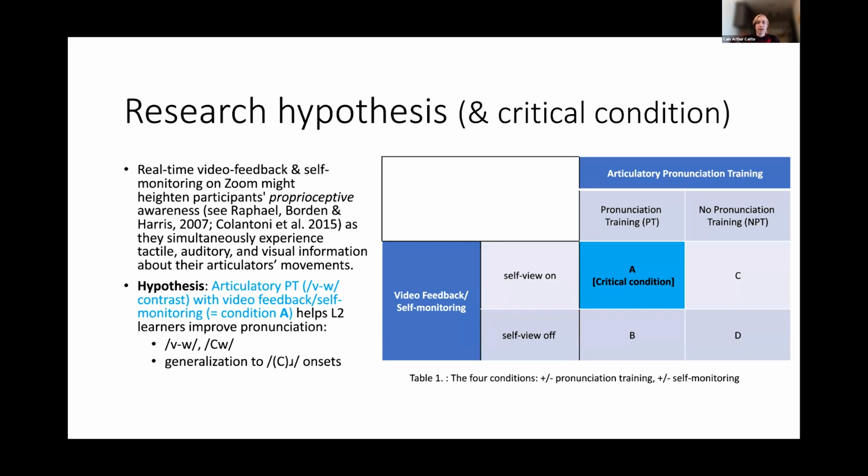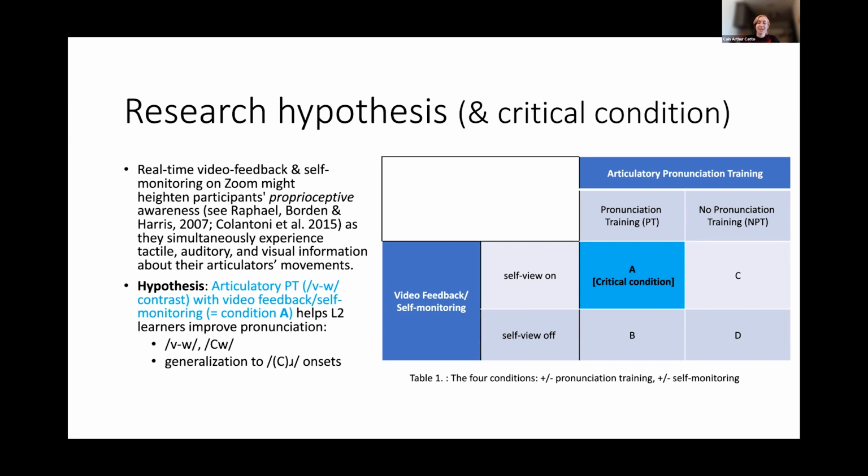Real-time video feedback and self-monitoring on Zoom, such as if you were to look at your own video feed in our Zoom room right now, might heighten participants' proprioceptive awareness. So that's their awareness of where their body is in space and time, and for our purposes specifically, their awareness of where their articulators are. So this is as speakers simultaneously experience all these tactile, auditory, and visual cues about their movements.